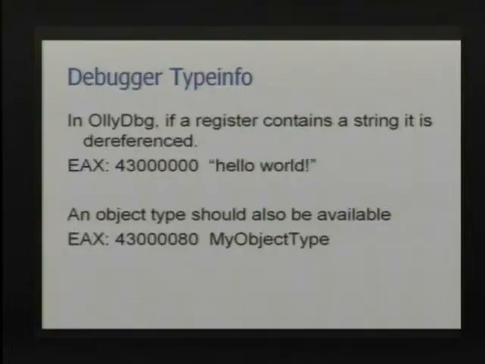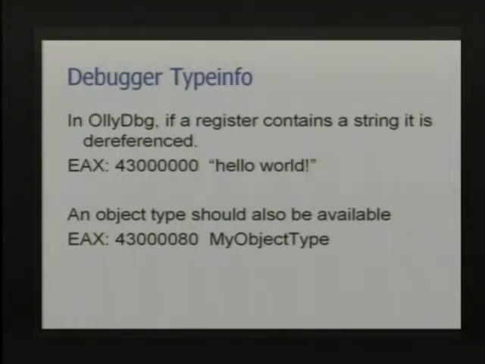Something else that is crucial that needs to happen is debugger type info. So I'm sure lots of you use OllyDbg. Let's say a register like this, EAX, and it's pointing to a string. It's automatically going to dereference the pointer and see if it's a string. If it is a string, it prints it out. So why isn't it doing it for other types of objects? It's only doing it for the string types.